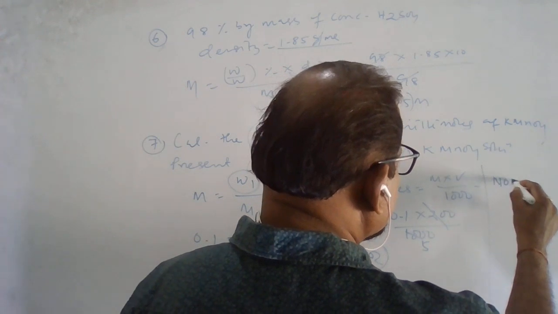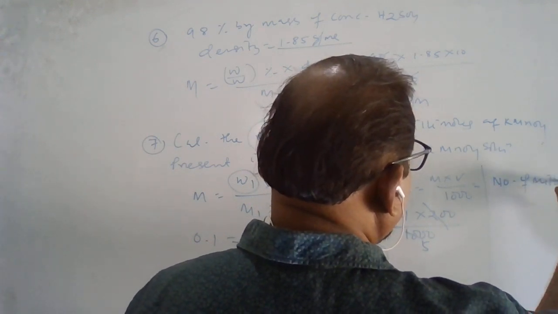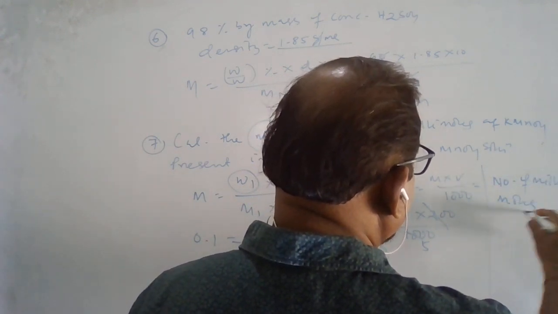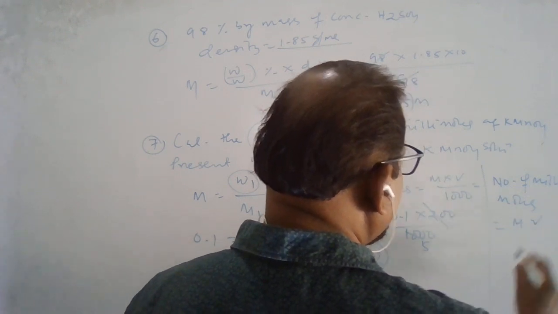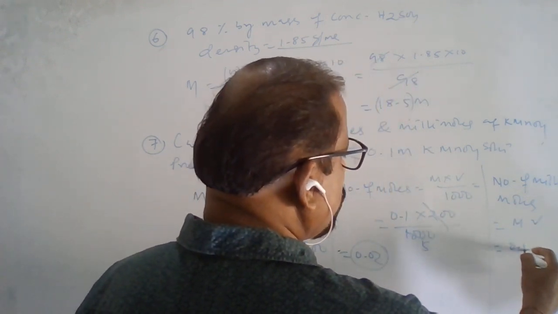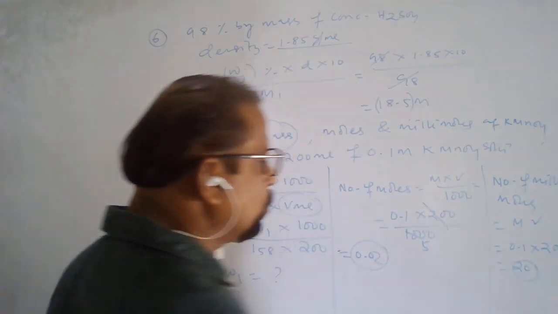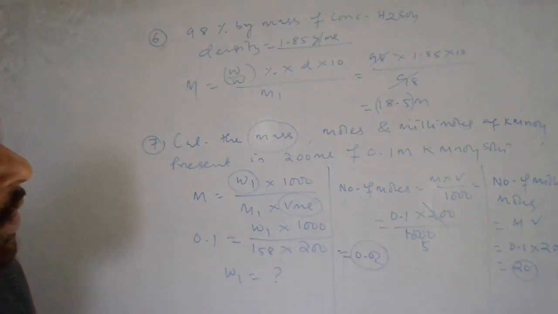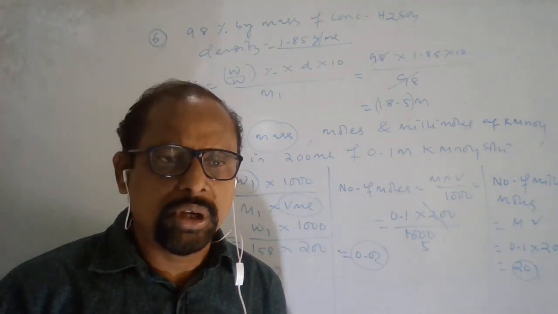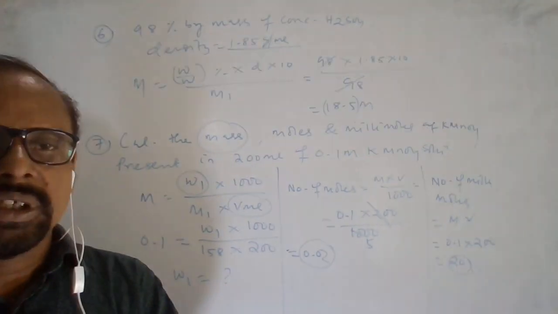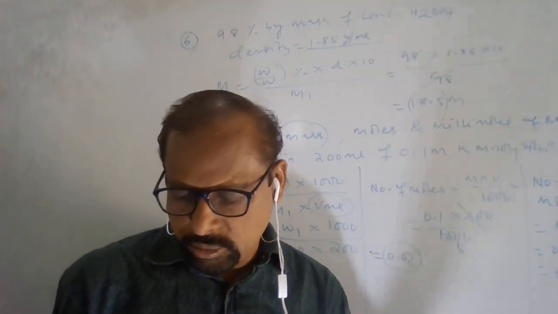So the number of millimoles. How much will the number of millimoles be? The number of millimoles is nothing but the molarity into volume. So the molarity is 0.1, volume is 200. So that is 20 millimoles. The number of millimoles is 20. This type of problem you can solve. You will not face any problem or difficulties in this type of question.